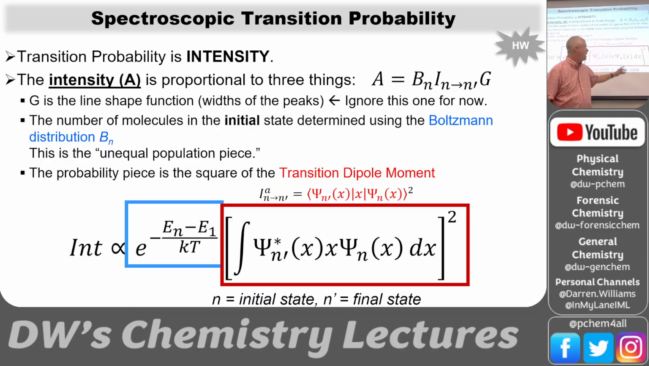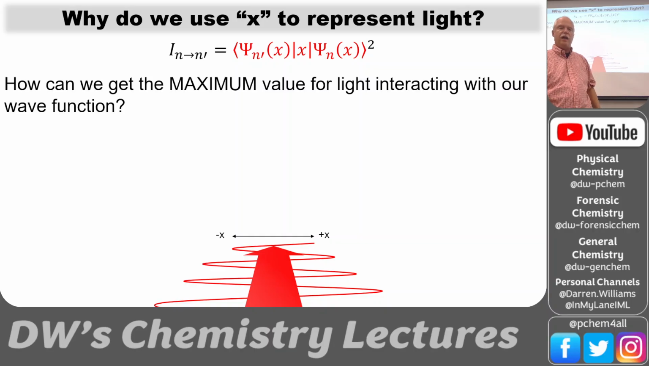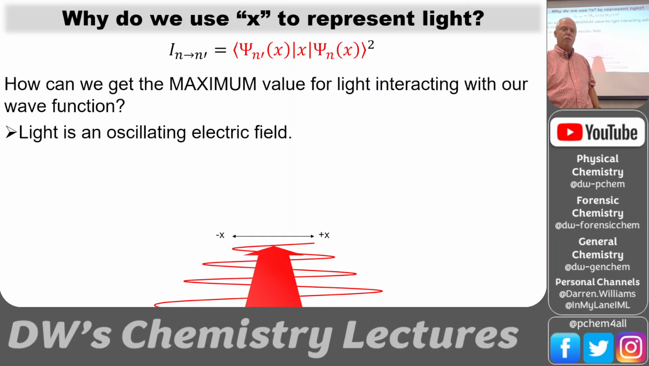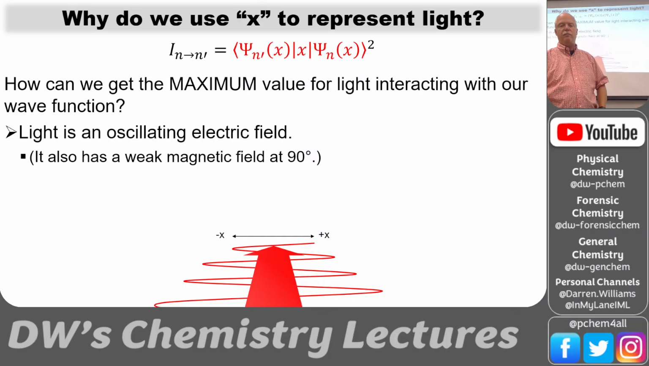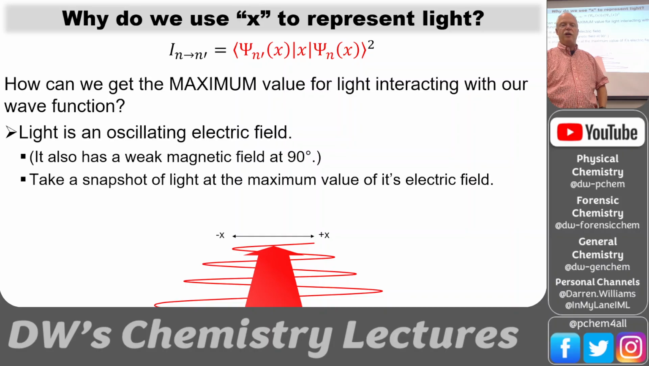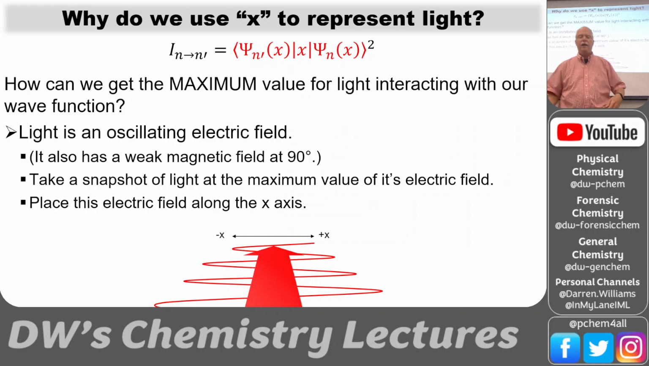Another question though would be why X? This X in the middle. Well, I say it represents light, so let's think about why that is. So why do we use X to represent light? We want to get a maximum value for interacting with our wave function. And light's an oscillating electric field. It also has a weak magnetic field at 90 degrees. But if we take a snapshot of light at its maximum value, and in our system we only have one dimension, so what can we do for this electric field? We have to put it in that one dimension. So we're putting a field that has a positive and a negative pole on the x-axis.